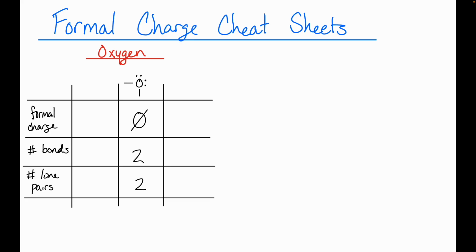All right, now what I'm going to do is I'm going to take one of these bonds and turn it into a lone pair. So now I'm going to decrease my number of bonds and increase my number of lone pairs. Again, I converted one of these bonds into a lone pair here. So let's think what that's going to do to our formal charge here.